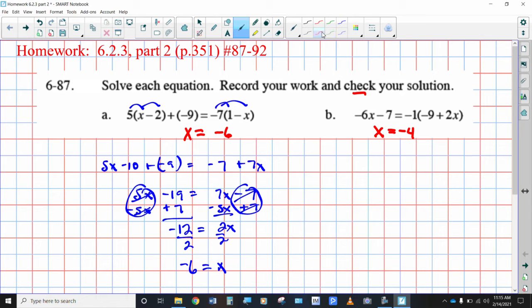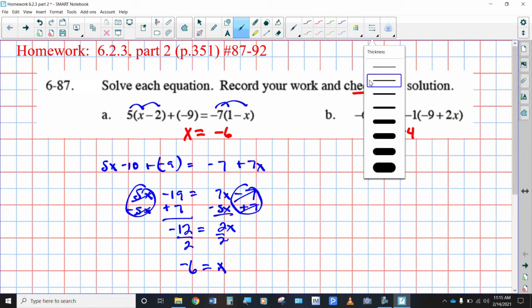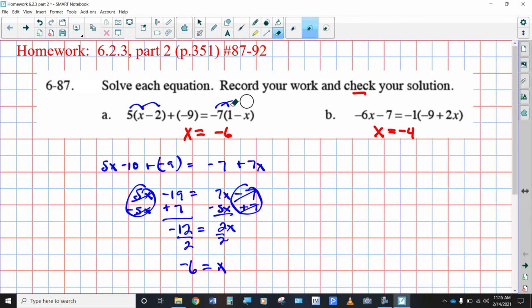So let's do a quick check to make sure that our answer is, in fact, negative 6. And I'll just do it up here. Part of it mentally. Negative 6 minus 2 is negative 8. So we're going to have 5 times a negative 8 plus a negative 9 is going to give you a total of negative 40, negative 49.